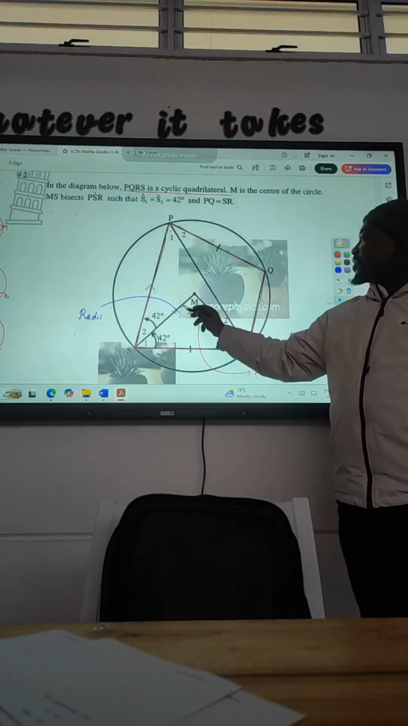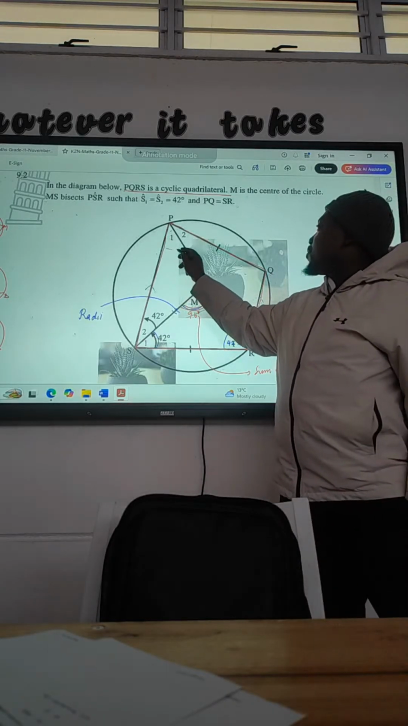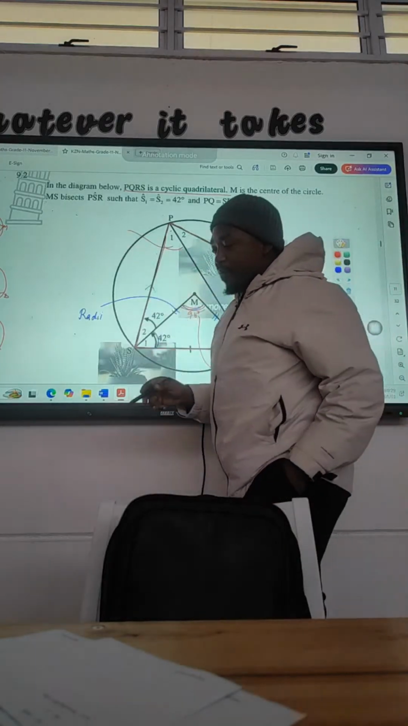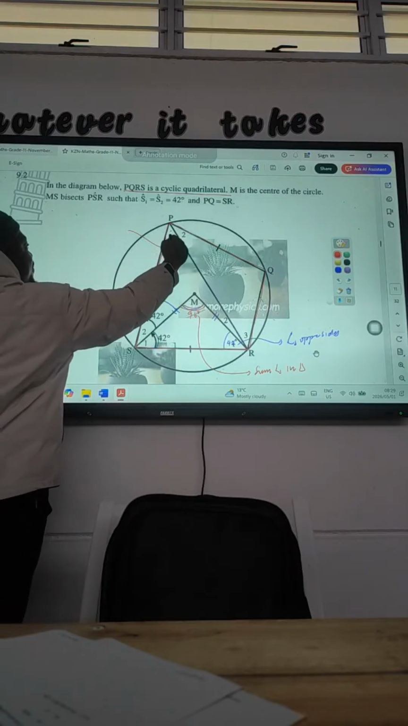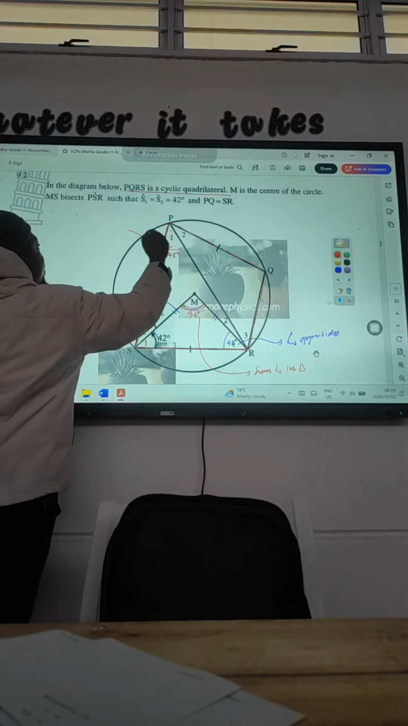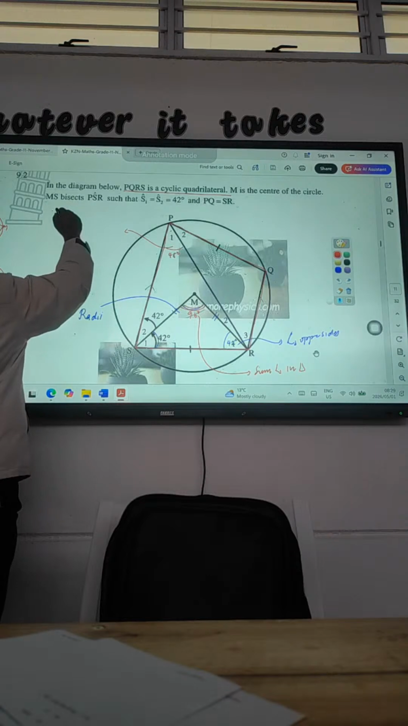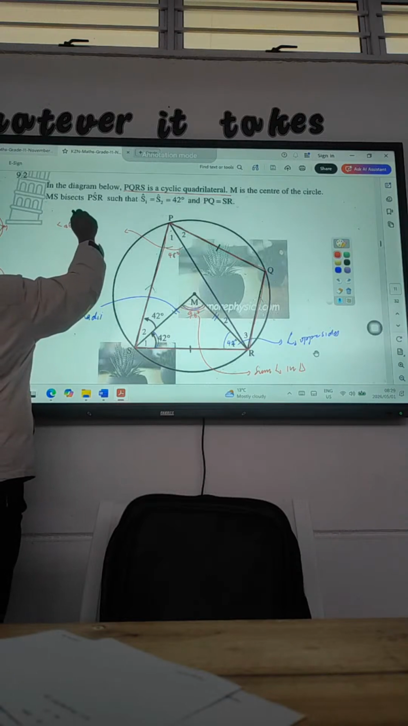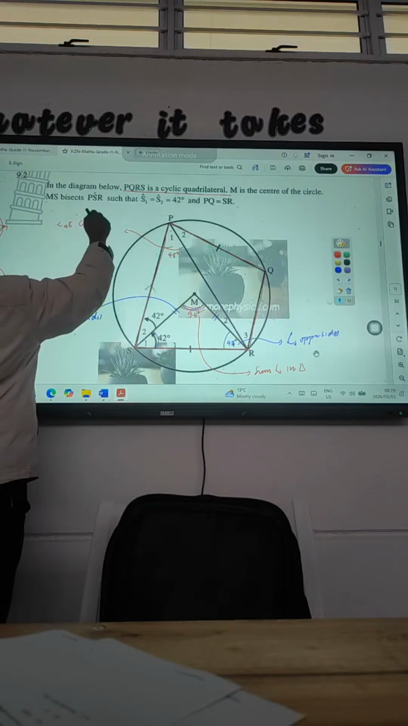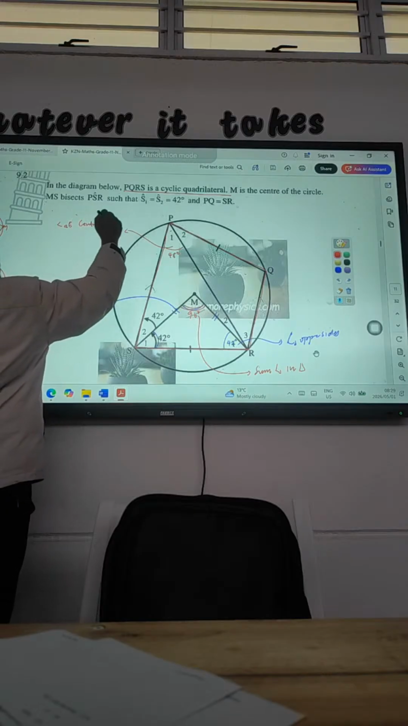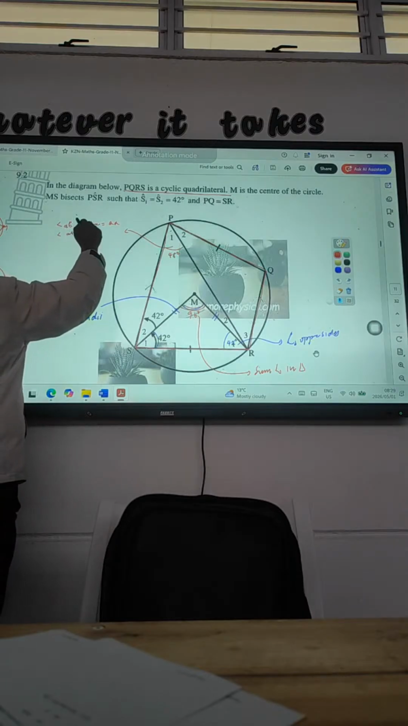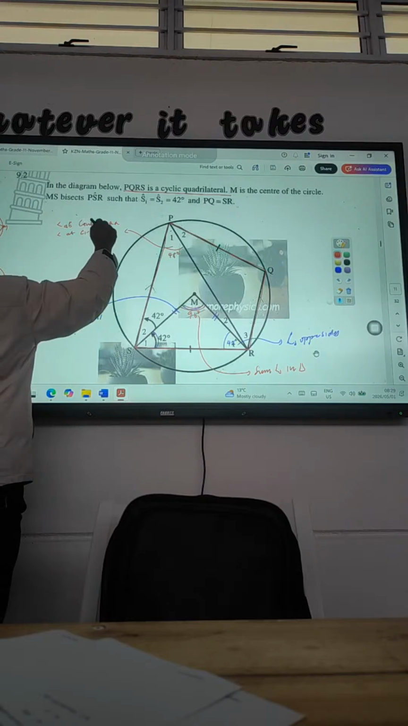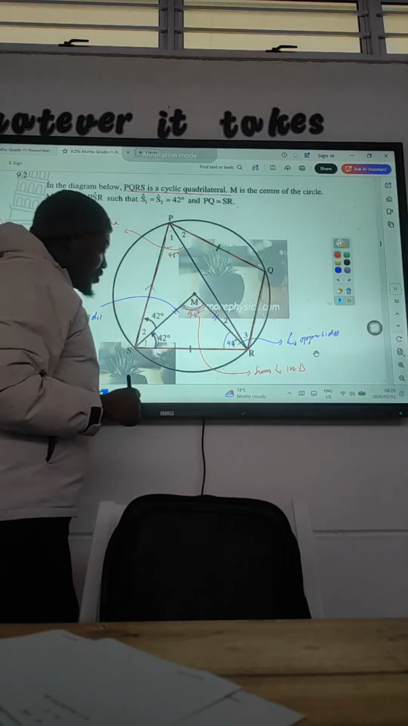And then this can help us to get which angle? P1. So if this is 2, this will just be 1. So the value of that will be how much? 48. We'll have 48 this side. And then our reason will be angle at the center equals 2 times angle at circumference. Right? Good.